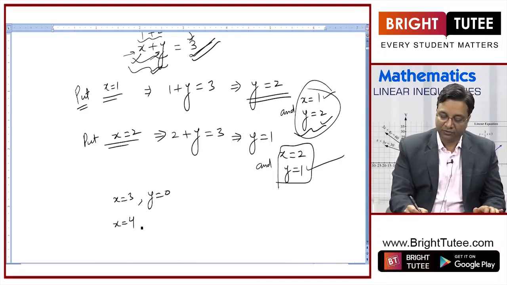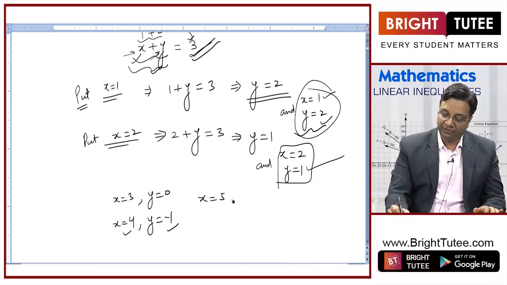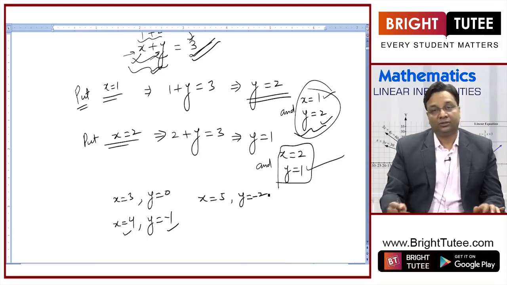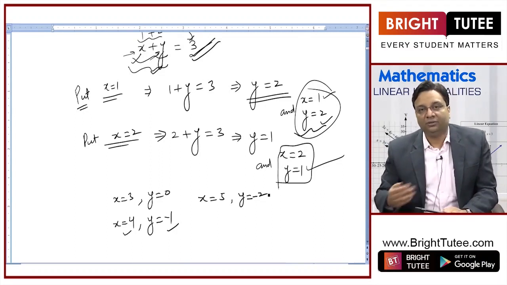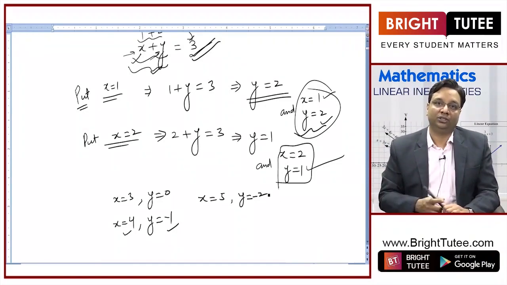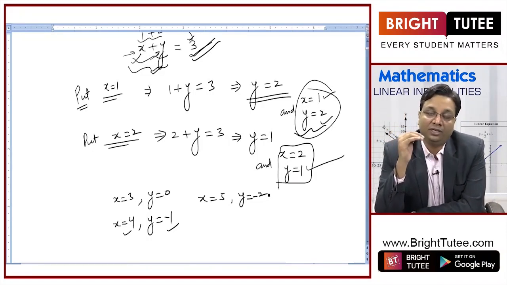If I put x equal to 4, y will be equal to negative 1. Now their sum is again 3. If I put x equal to 5, y will be equal to negative 2. So how many solutions can I find like that? You can continue like that and you will keep on finding the solution. So you have infinite number of solutions when you have got linear equations in two variables, right?